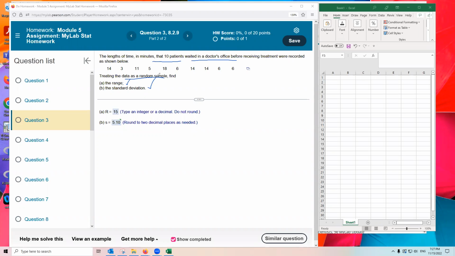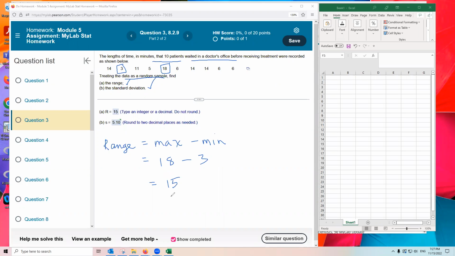Now, the range is relatively straightforward. The range for a data set is just the max, subtract the min. So I can probably just do this by hand. I'm not going to use Excel for this. So I'm just going to scan these numbers looking for the max. That's the largest number. It looks like it's 18. And I'm going to look for the smallest number, the min. That looks like 3. So this answer just turns out to be 15.